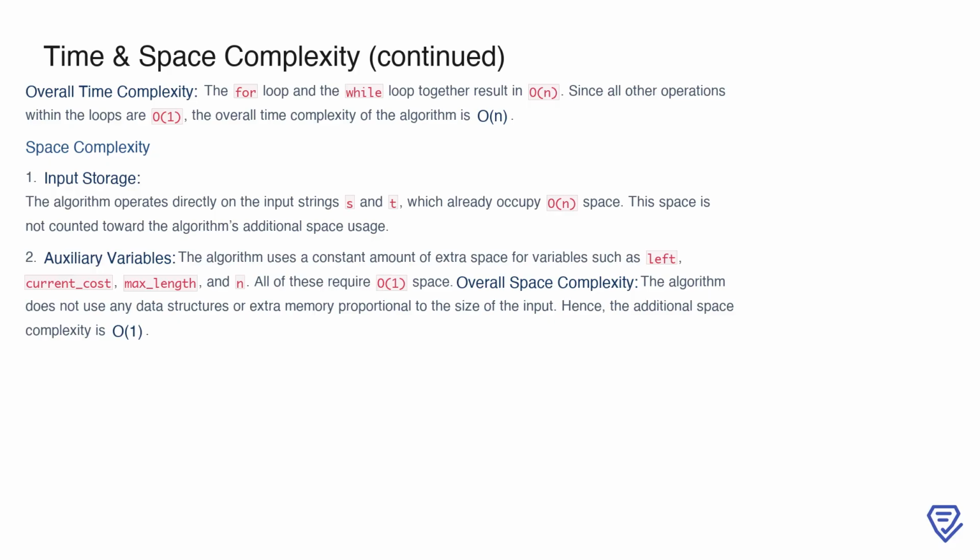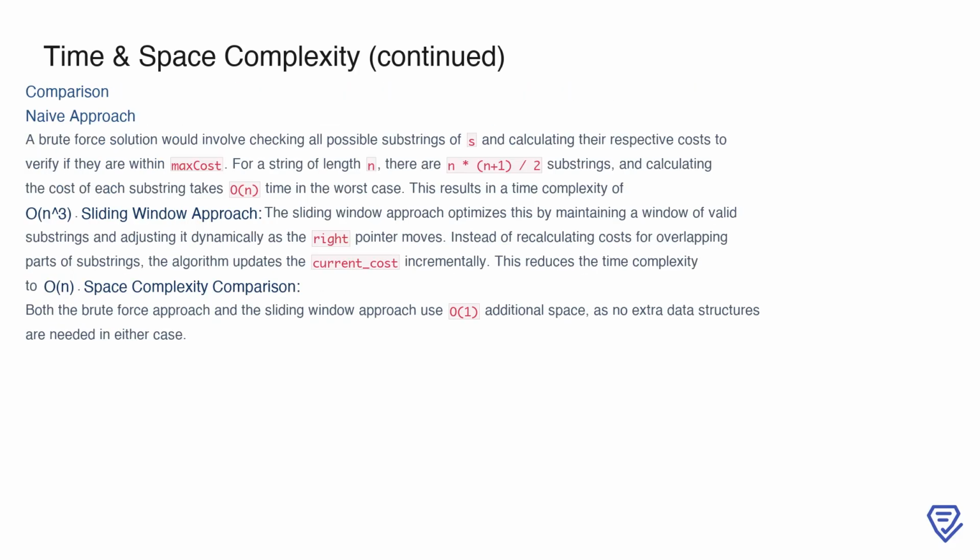Now, looking at space complexity, the algorithm operates directly on the two input strings s and t, which already occupy O(n) space, but this is part of the input and not additional space used by the algorithm. For auxiliary variables like left, current_cost, and max_length, the algorithm uses a constant amount of additional space. Since no extra memory is allocated for data structures proportional to the input size, the additional space complexity is O(1). To understand the efficiency of this approach better, let's compare it with a brute force solution.